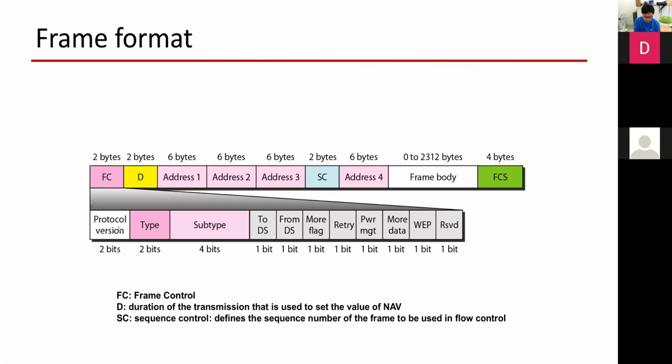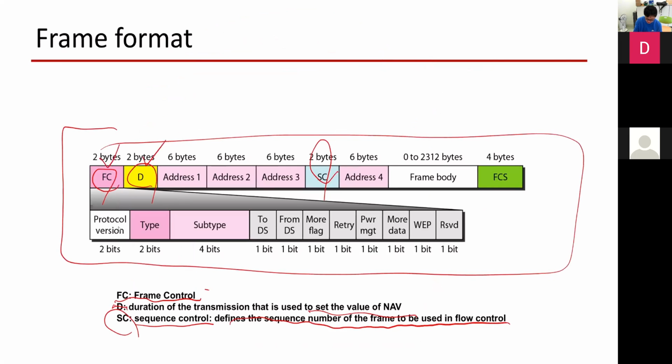So, details of the frame format. If you look at the frame, frame control is FC, D is the duration of the transmission that is set to the NAV, and SC is the sequence control. It defines the sequence number and frame to be used in the flow channel. So we have to remember this, and you will keep using this basic set.